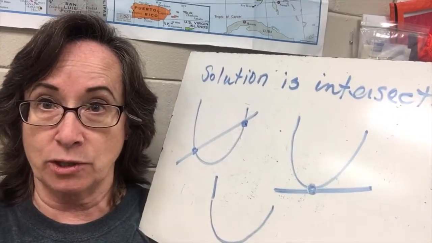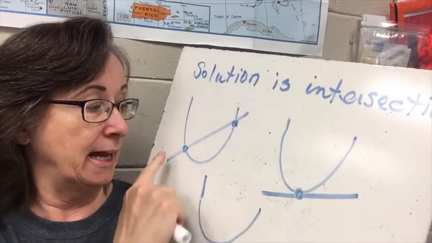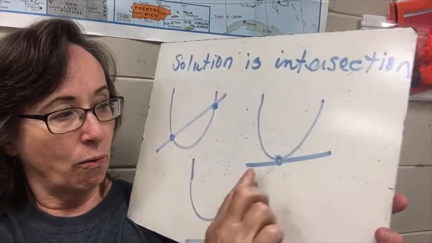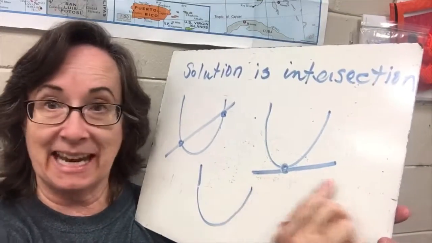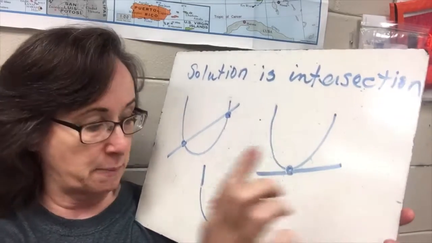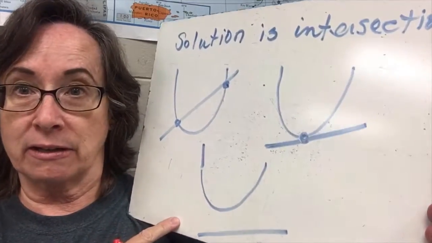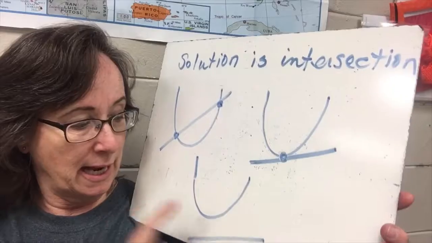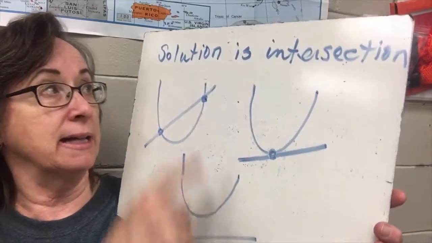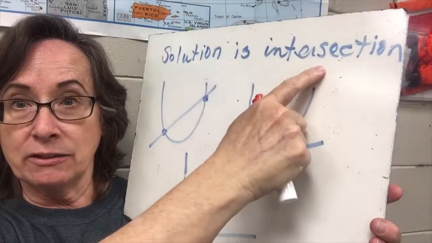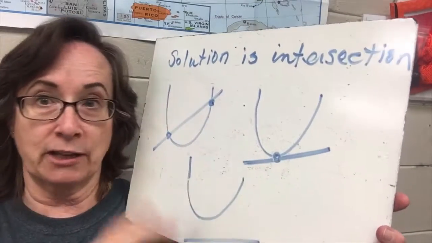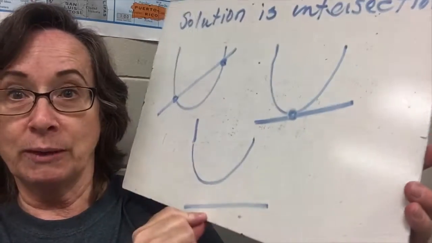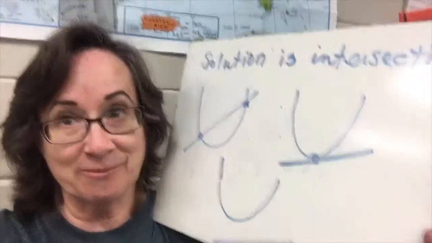Remember, the quadratic is a horseshoe looking shape, a parabola, and then a line that's going either through it or just touching it. We say that's tangent to it when it's just touching it in one spot, or missing it altogether. So here we would have two solutions. Here we would have one solution, and here we would have no solutions, because the solution is the intersection. So if I have two intersections, I have two solutions. One intersection, one solution. No intersections at all, no solutions.